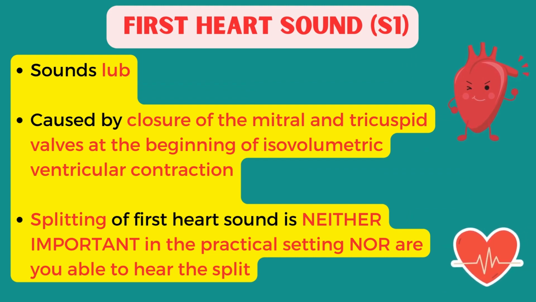It is caused by closure of the mitral and tricuspid valves at the beginning of isovolumetric ventricular contraction. Isovolumetric ventricular contraction is named such because during the time between the closure of the atrioventricular valves and the opening of both the semilunar valves, the ventricular pressure rises rapidly without a change in ventricular volume, meaning there is no ejection during that time. Ventricular volume does not change because all valves are closed during this phase. Contraction is therefore termed isovolumic or isovolumetric. You can watch my full video regarding the cardiac cycle to get a better explanation regarding this.